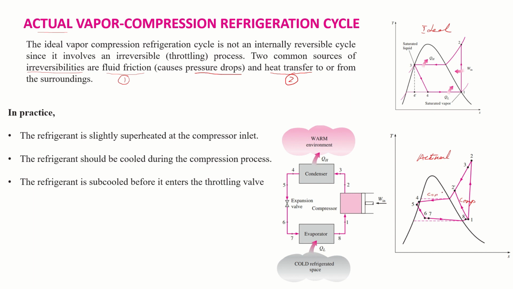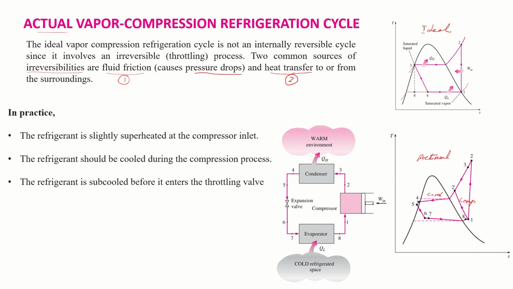Then this is the condensation process, 2 to 4. In the ideal cycle, we end the condensation process at point 3, which is the saturated liquid point. But in actual practice, we cannot know that the vapors are fully converted into liquid.